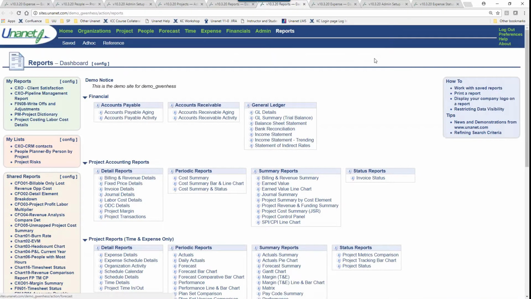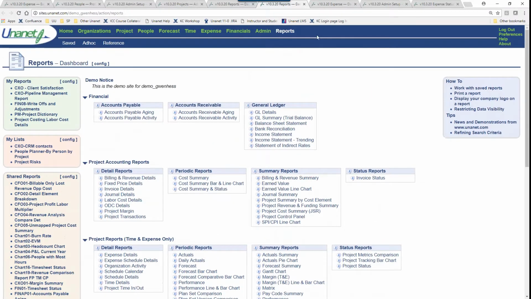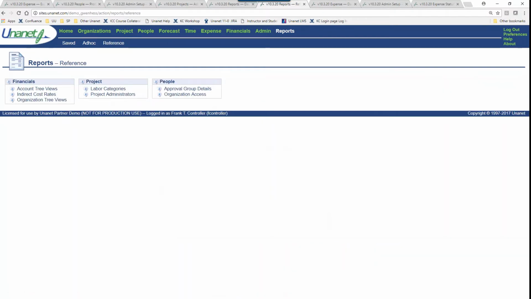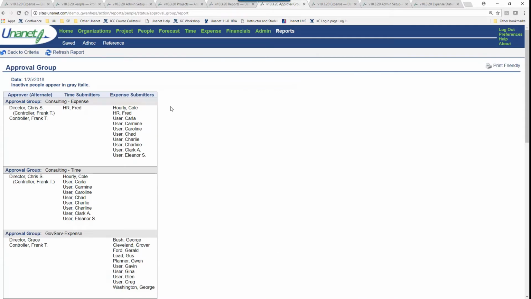Again, if I'm on my reports dashboard, I think we're usually used to looking at a lot of things here in the middle of the page, but in the sub-menu up here, there's an item called reference. Now again, depending upon the role that you have in Uninet, you may or may not be able to see things up here that are in the reference. I'm in as a system administrator, so I can definitely see everything up here. So I'm going to go over here and look at the approval group details report. I'm just going to go ahead and run this for everyone in the system. I could limit it if I wanted to.